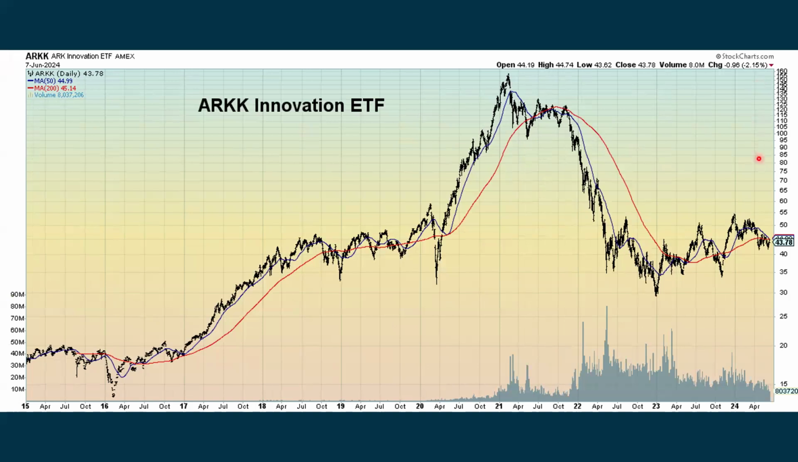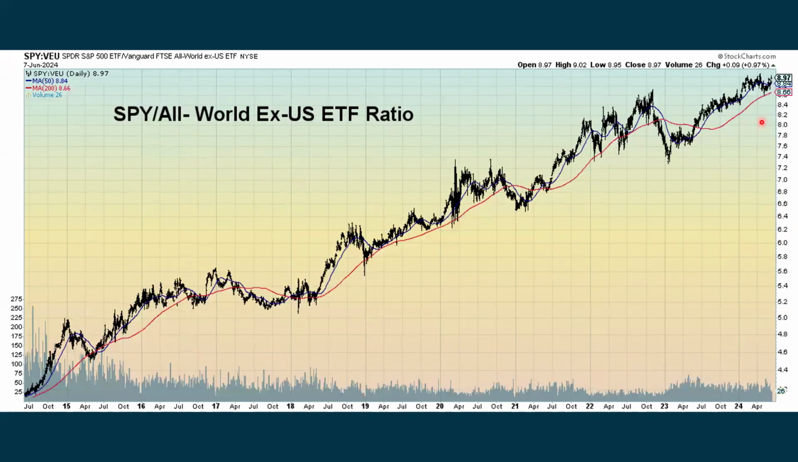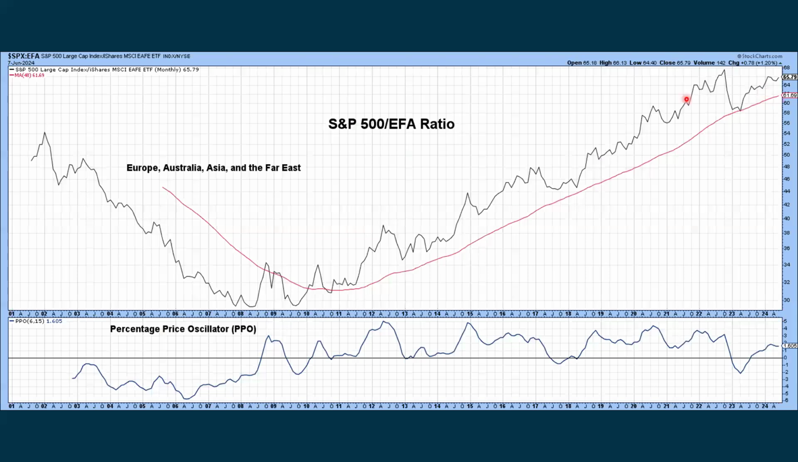ARK is really struggling right now. If we continue to go sideways like it has been, we're just about ready to see a death cross with the longer-term trend of ARK. All world, when you take out stocks in the US, that's performing quite well. But when we compare it to the S&P, the S&P is outperforming that same ETF that we just looked at. And here's a monthly chart looking at a ratio between the S&P and global stocks. Another look here, where when this is going up, that means the S&P is outperforming.